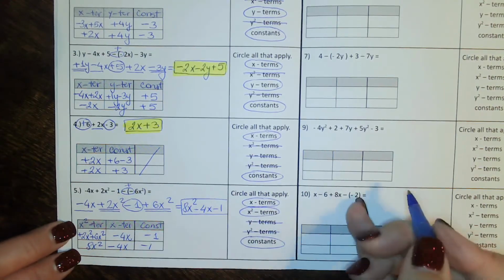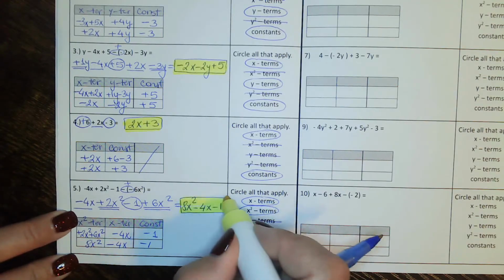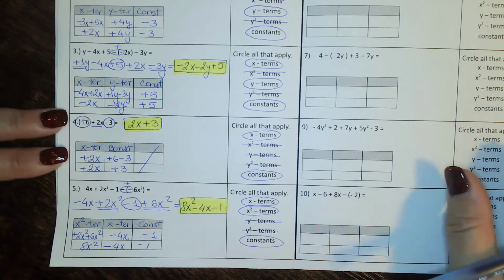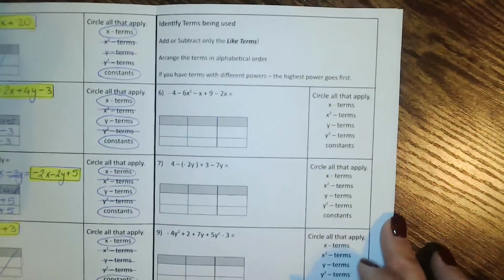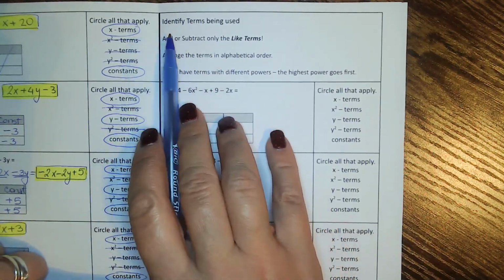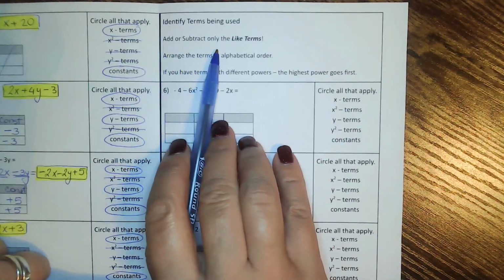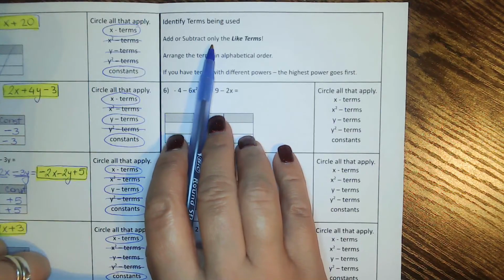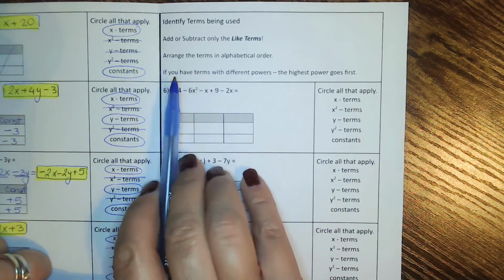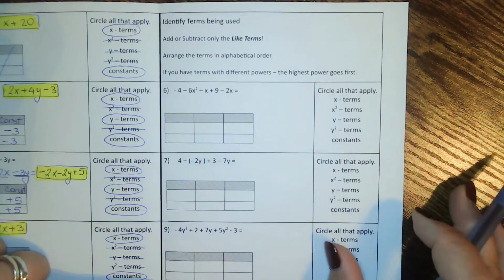Simplify the expression. All we can do is combine like terms if you have them and stop. There's nothing else that can be done. So remember the steps: identify the terms being used, add or subtract the ones that are alike, so only the like terms. Arrange the terms in alphabetical order. And if you have terms with different powers, the highest power goes first.